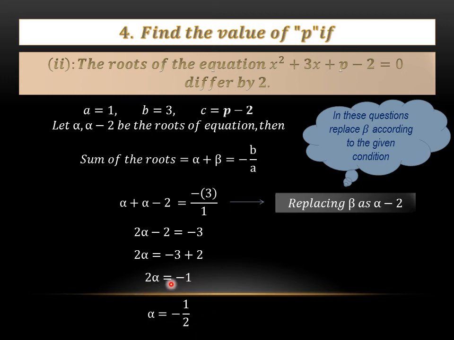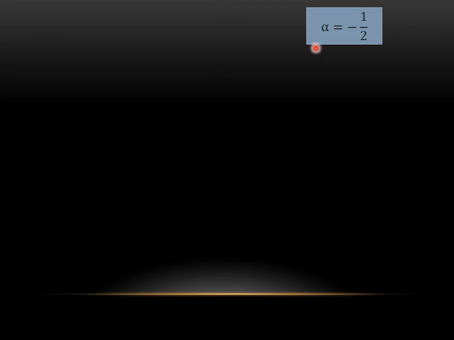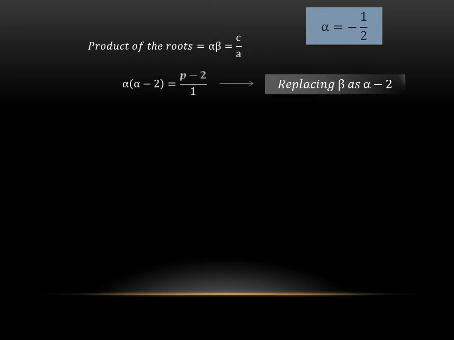We will put this value of alpha in our next part, which will be the product of the roots, and the value of c is p minus 2. We got the answer of alpha, minus 1 by 2. Now finding the product of the roots, which is alpha beta equals c over a. Replacing beta as alpha minus 2, it will become alpha into alpha minus 2 equals p minus 2 over 1. I'll put the value of alpha first, that is minus 1 by 2. It will become minus 1 by 2 into minus 1 by 2 minus 2 equals p minus 2. You may multiply the bracket first as alpha square minus 2 alpha, then put the values and get the answer.